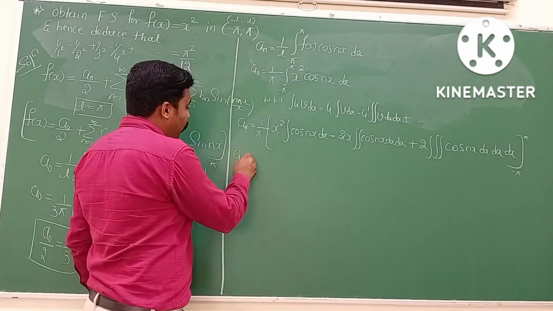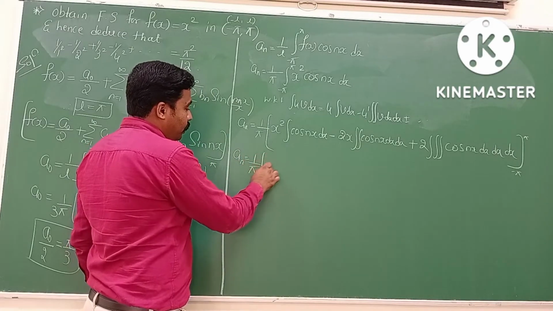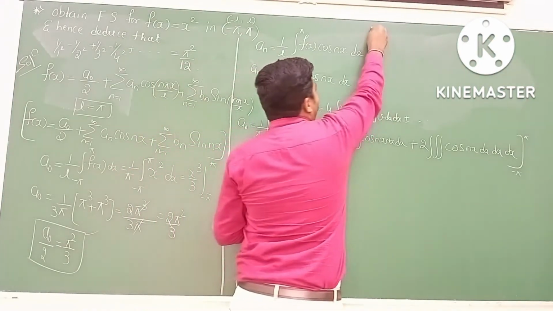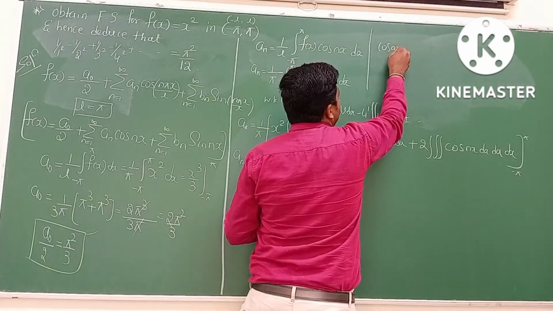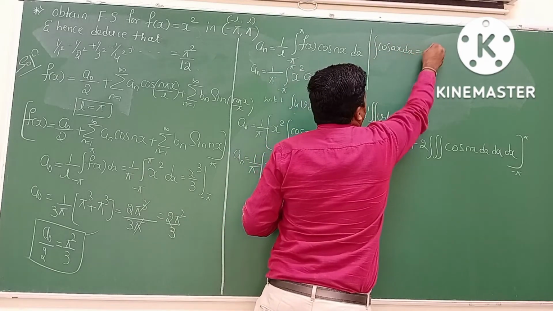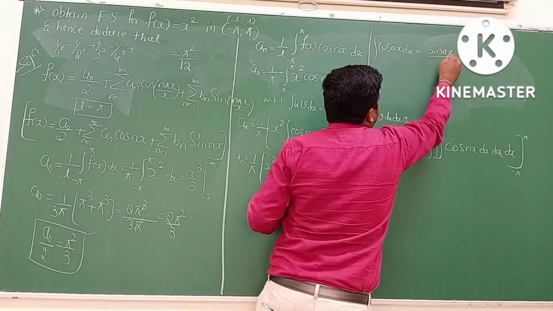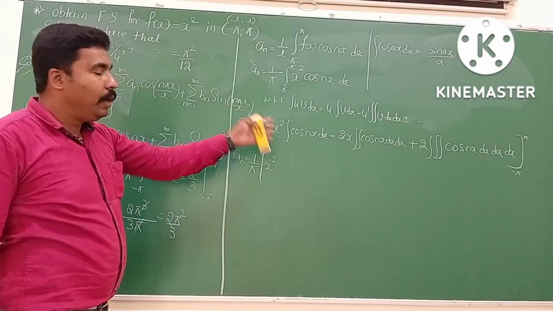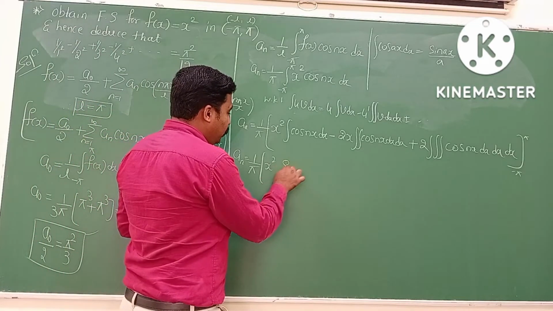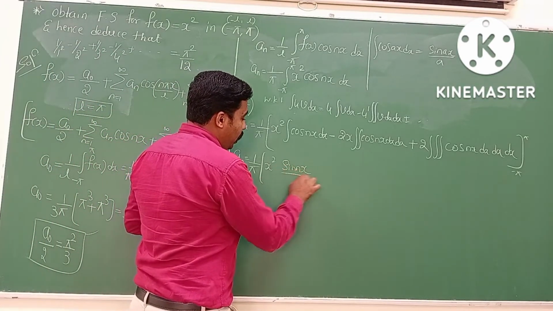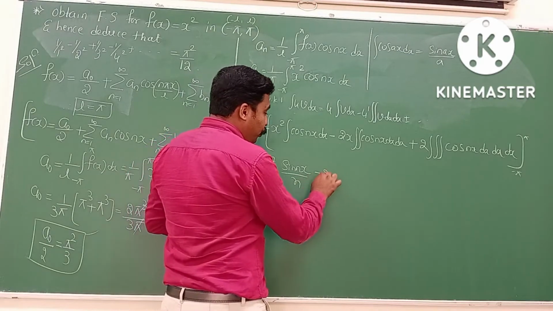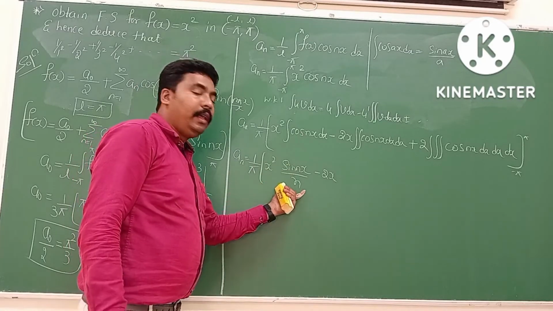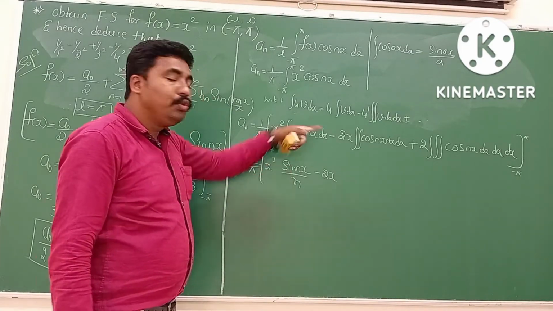Now a n equals 1 by pi, x square. What is the integration of cos nx? We know that the integration of cos ax is plus sin ax divided by the coefficient of x, which is a. So we have to apply that formula. In place of a we have n. So what happens? It is sin nx divided by n, minus 2x into the double integration of cos. See, one time integration we already had here. So we have to integrate this one more time.